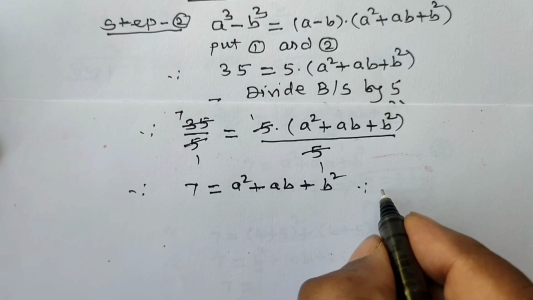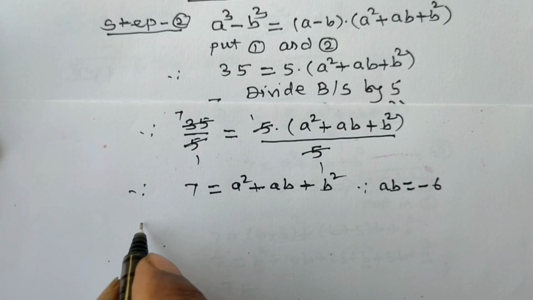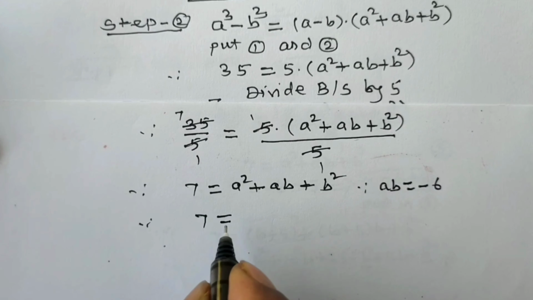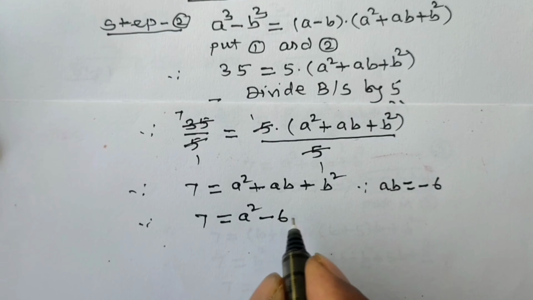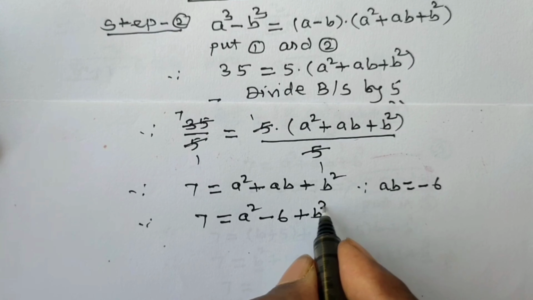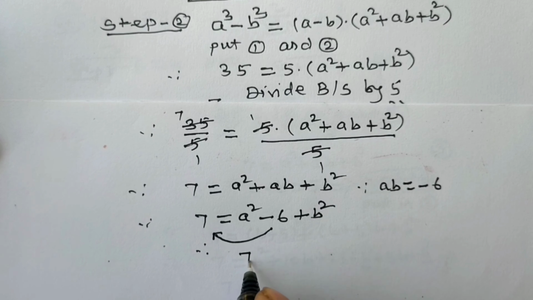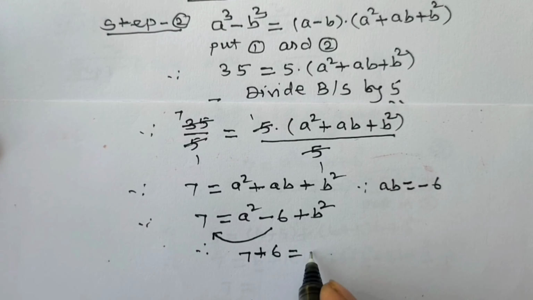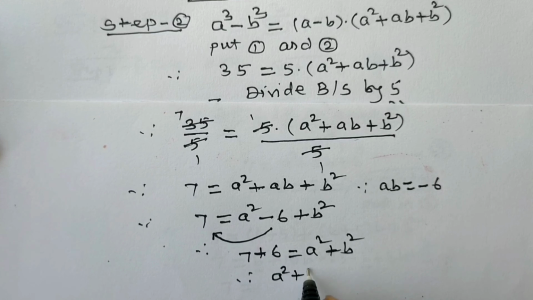But we know ab, which we have obtained, is minus 6, put here. Hence 7 is equal to a square plus ab is replaced by minus 6 plus b square. Hence taking this minus 6 on the left hand side, 7 plus 6 is equal to a square plus b square. 7 plus 6 is 13. Hence a square plus b square is equal to 13.